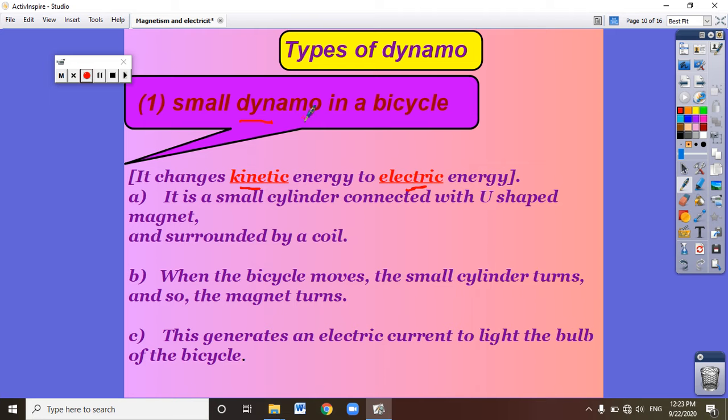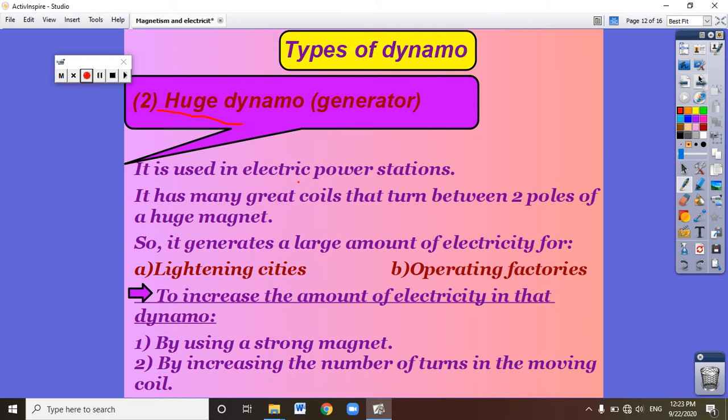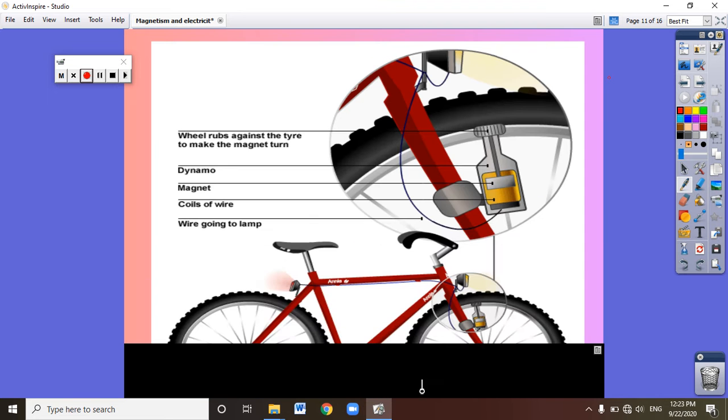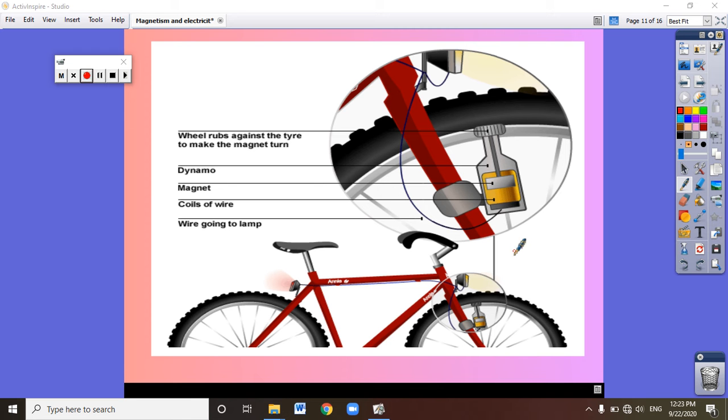The small dynamo generates a small amount of electricity, but the huge dynamo generates a huge amount of electricity. Let's start with the small dynamo. The small dynamo generates a small amount of electricity, and we use it to do what? To light the lamp of the bike.